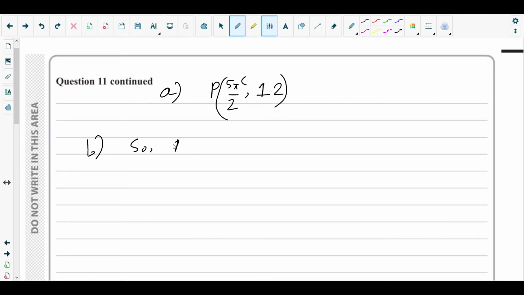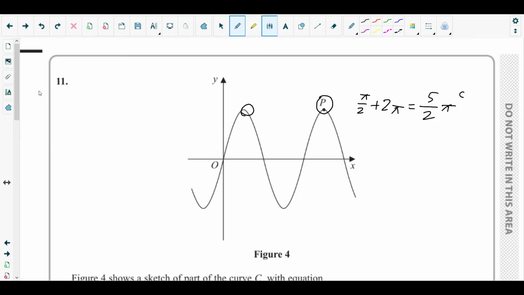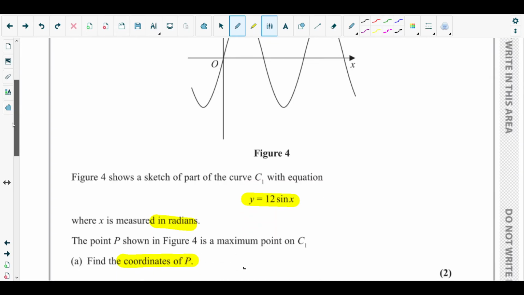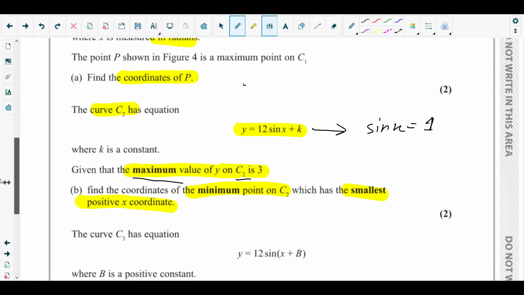So we can write 12 plus k equals 3, since this is the maximum possible value. So you will get the value for k. This is 3 minus 12, that is negative 9. So we got the value for k. Now it will be easier for us to find the coordinates of the minimum point. So what would be the minimum point?